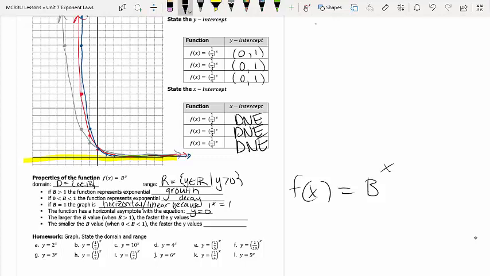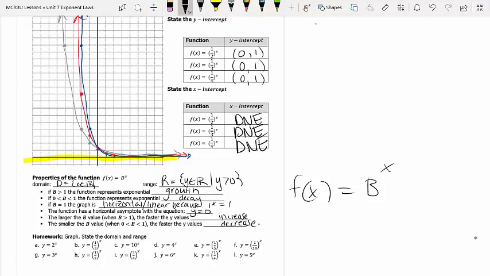Okay, the last thing that we noticed is the larger the b value when we're dealing with exponential growth, so when b is not a fraction, okay, the larger the b value, the faster the y values increase. Okay, we realized that on the first page. We wrote that sentence at the end of the first page. The smaller the b value, when we're dealing with b values that are fractions, the faster the y values decrease.